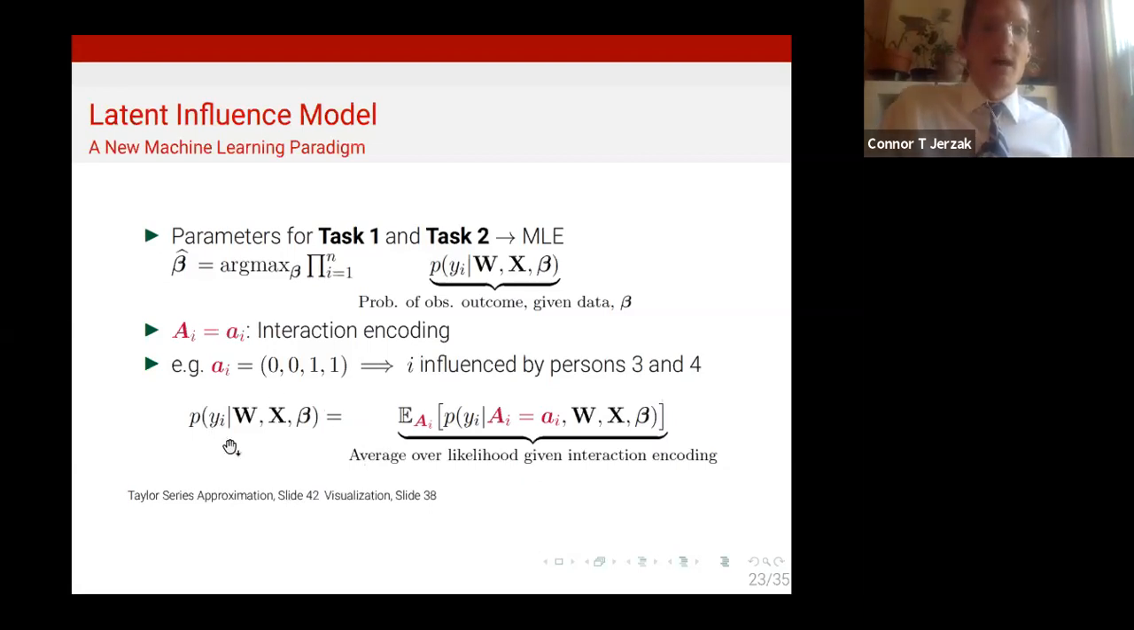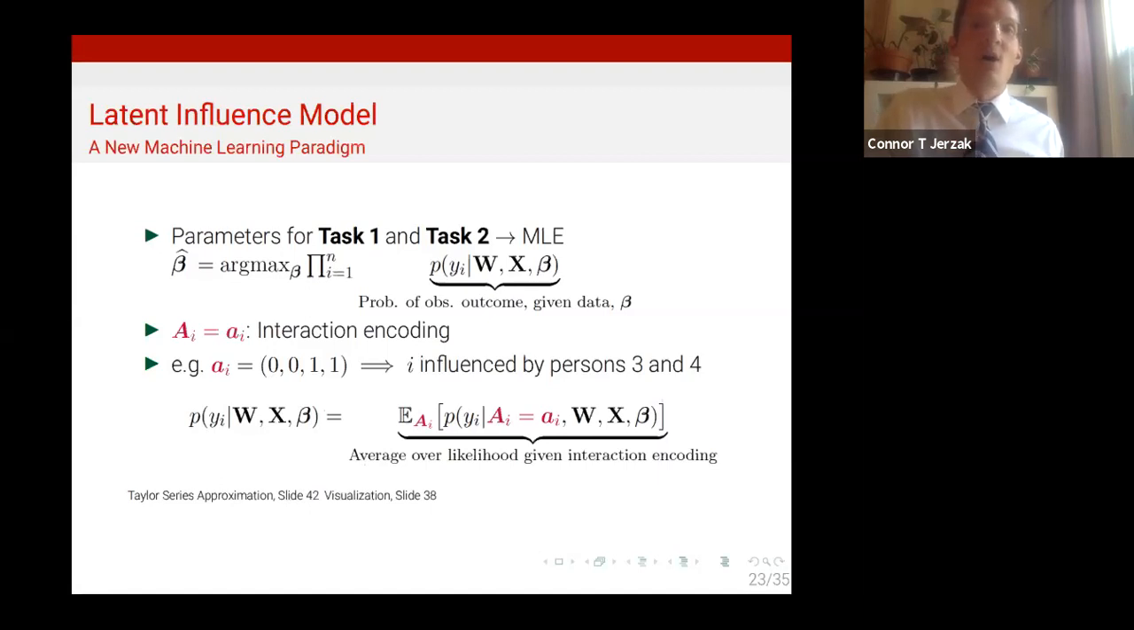But the intuition is that we're going to postulate the existence of these latent influence patterns, and we're going to do MLE using those, maximizing the probability of the data given those latent influence patterns, and then we're going to average over all the different possible ways people could be related to one another. So that's the intuition for how we're going to estimate the parameters for task 1 and also for task 2.